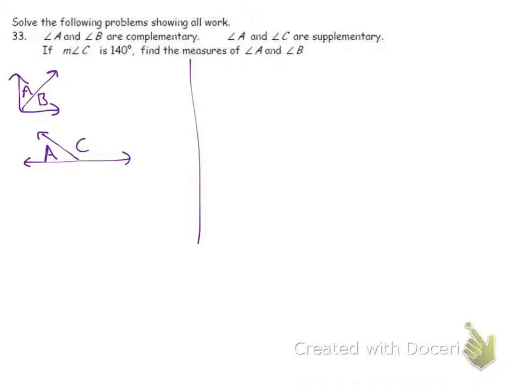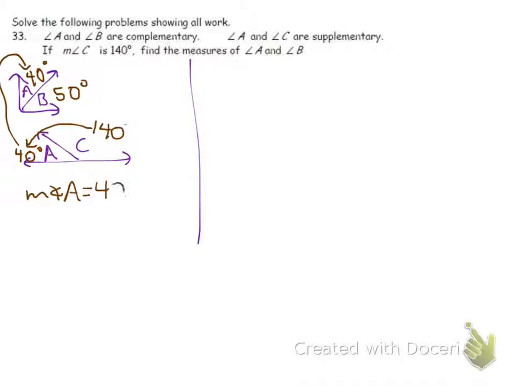So if I take that thought process, I know C is 140, then I know A, since it's supplementary, will be 40, which comes up here, and it's now 40, which means B would have to be 50. So angle A is 40 because it's the supplement of C, 140 from 180. And then I move that to the other diagram, and if A was 40, I subtract 40 from 90 and I get B is 50.